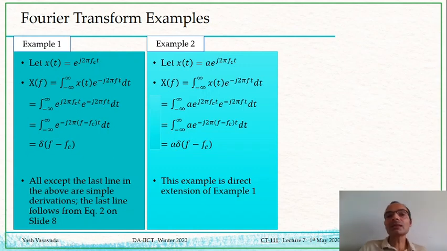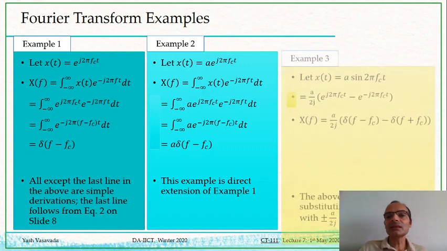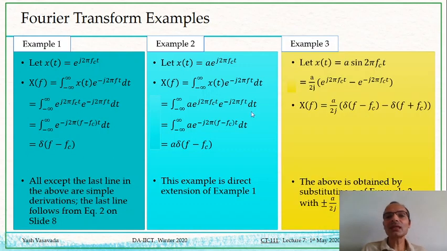Okay, now let us consider a slightly more complicated signal, which is not just one exponential, but it is actually a sinusoidal function with amplitude a and frequency of f of c. So x of t is a times sine of 2 pi f of c t. This is something very practical. Sinusoidal signals, as we have remarked earlier, are present everywhere. All the electromagnetic signals ultimately boil down to these sinusoidal waves.